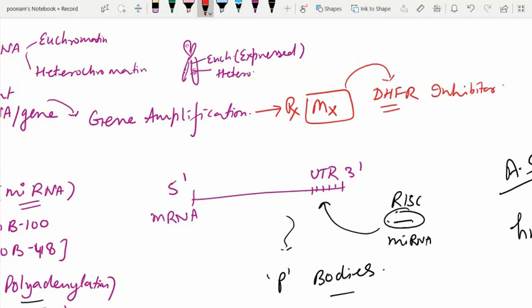So this is a dihydrofolate reductase inhibitor, and when it is given chronically for a long duration, the dihydrofolate reductase enzyme gene is getting amplified, and that results in more production of dihydrofolate reductase enzyme, abolishing the effect of methotrexate in that patient. So that develops the resistance.